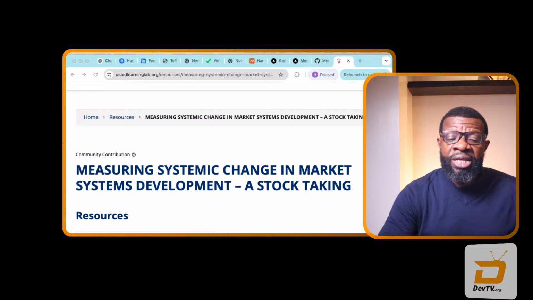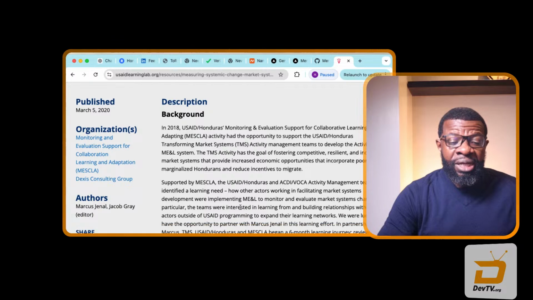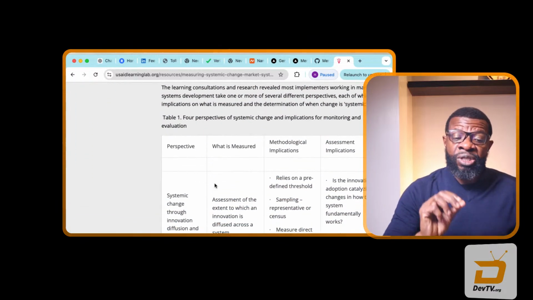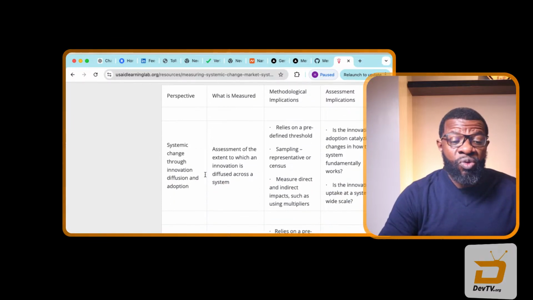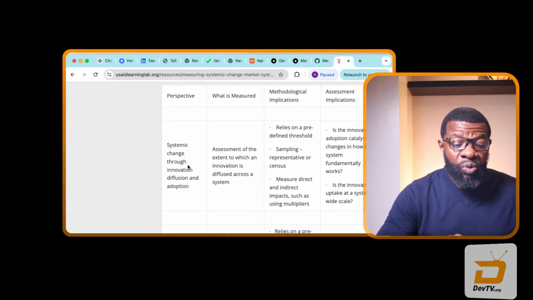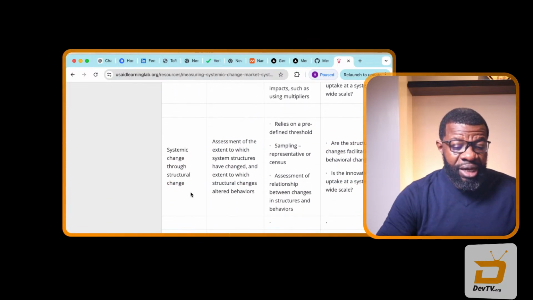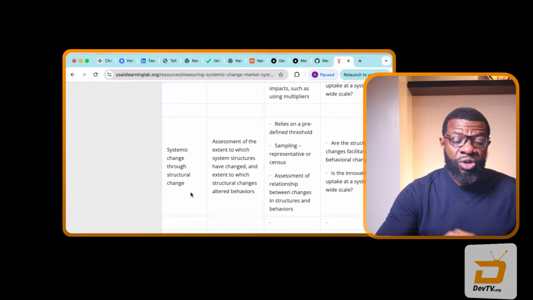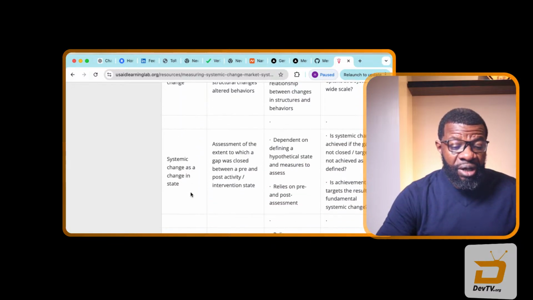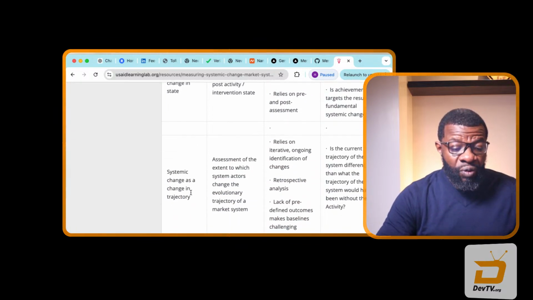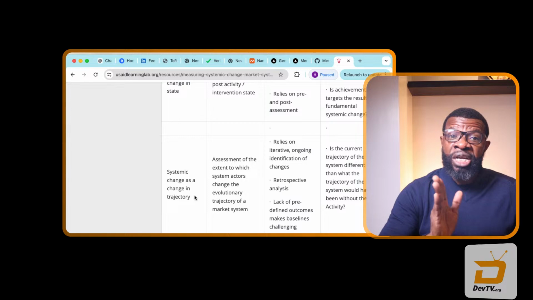But what I thought is really interesting in this article is the four perspectives that are seen for systemic change. And I'll just quickly run through the four perspectives. The first one is systemic change through innovation diffusion and adoption. The second is systemic change through structural change. The third is a change in state. And the fourth is a change in trajectory.